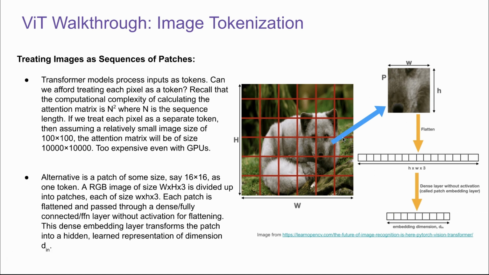This graph tries to demonstrate what I went through just now. For example, this is a big image of size big H by big W. We break it down into different patches, and each patch has size w by h. We first flatten each patch into an h by w by 3 vector, use this as input, and go through a dense layer without activation, and the output is a learned embedding that we want for subsequent steps.